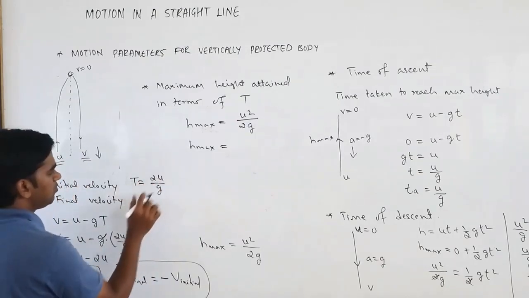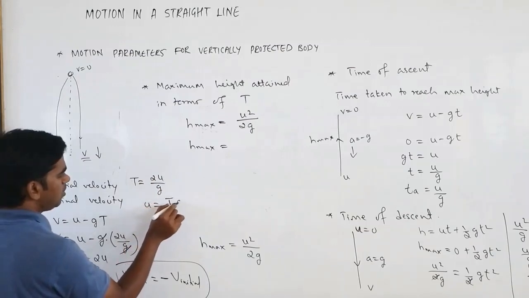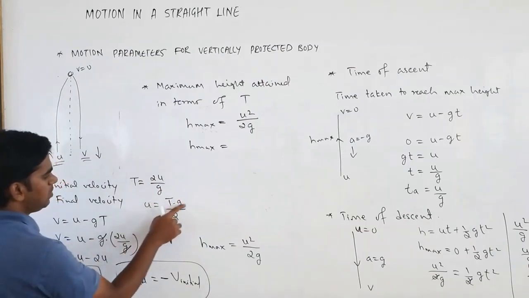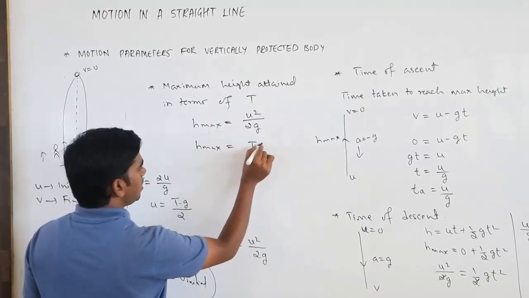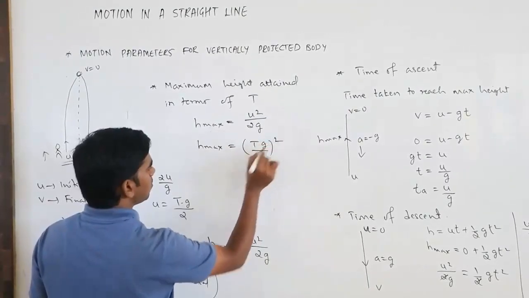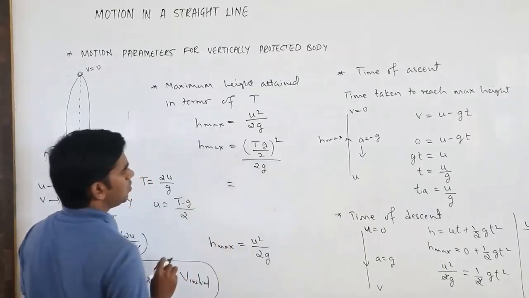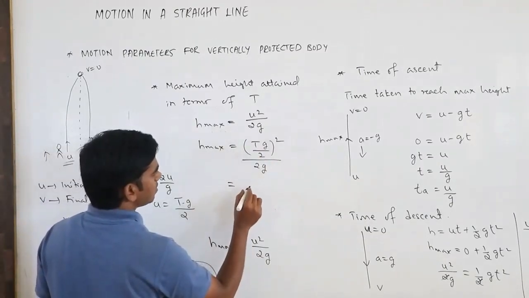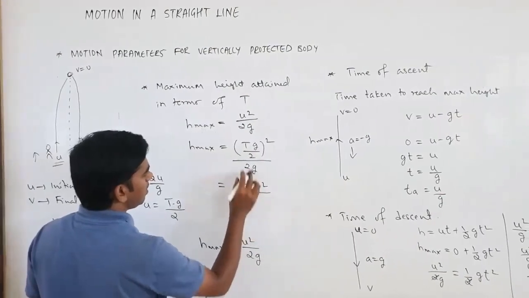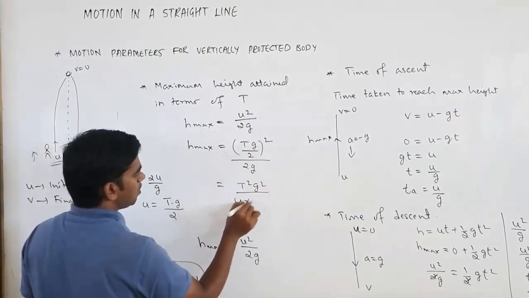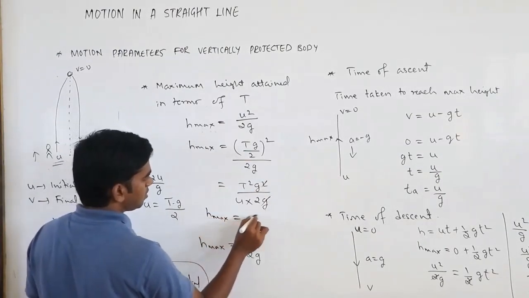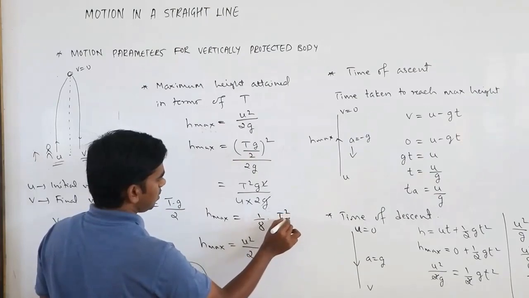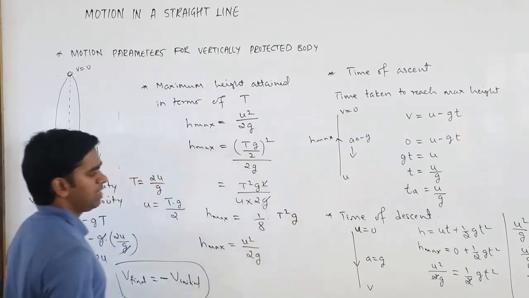So what can you substitute for u? u equals t into g divided by 2. t is here, g will come here, divided by 2. So substitute here: t g divided by 2, whole square, divided by 2g. This will become t square g square divided by 2 square, that is 4, into 2g. So g will get cancelled. So H maximum is equal to 1 by 8 into t square g.